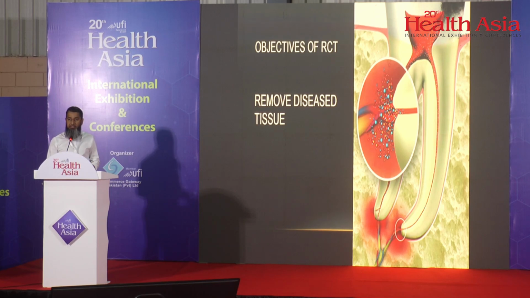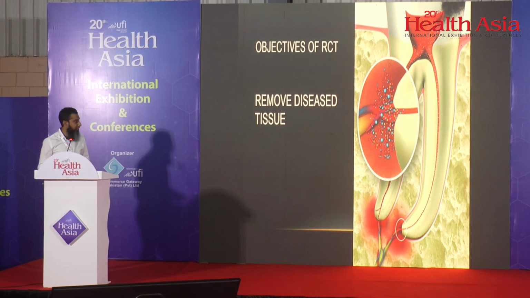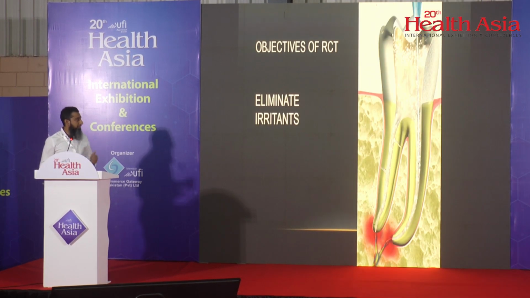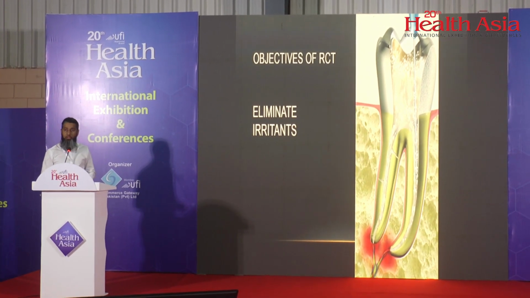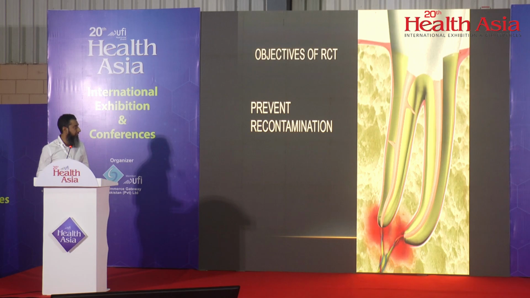So the first thing is that, and the other thing is our irrigation. Because we cannot completely remove all the diseased tissue just by our instruments or our files, because the canals have so many spaces which are intercommunications, lateral canals where the files cannot reach. So on those areas, we are especially relying on our irrigants. So that is why to eliminate irritants, we need to have good irrigation along with our mechanical instrumentation.